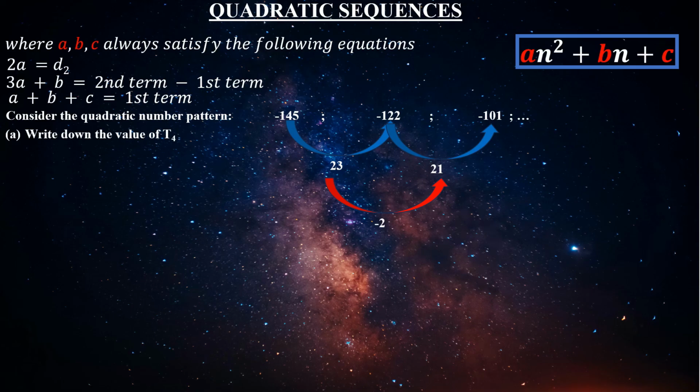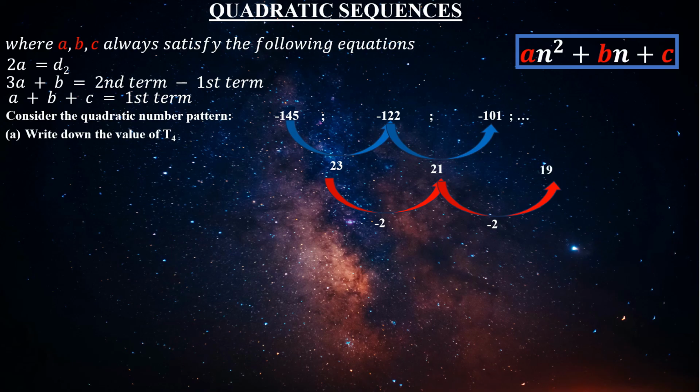So you have to put the sign. The second difference is constant, it's negative 2. We started with 23, and now we went to 21. So the next first difference is going to be 21 plus negative 2, and that will give us 19.